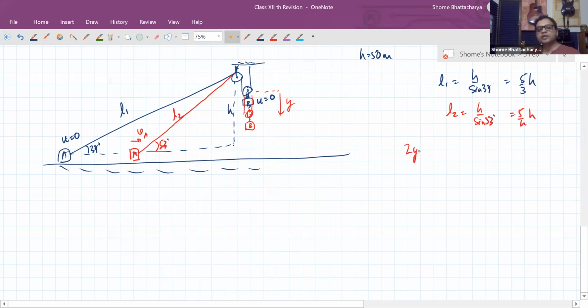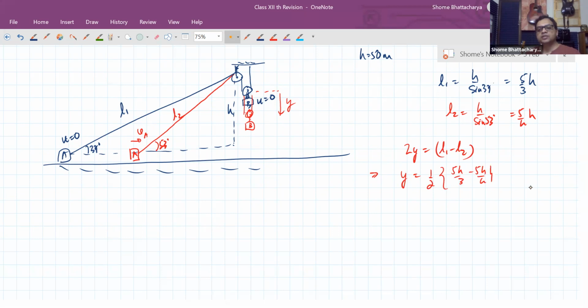Then 2y, the extra thread length here, should be equal to L1 minus L2, the thread length released from there. Okay? So y should become 1 by 2 of 5h by 3 minus 5h by 4. So I believe this calculation will give you the value of y as 125 by 12 meters. And you can approximate that whatever.